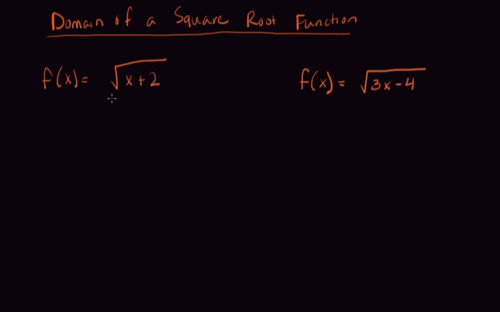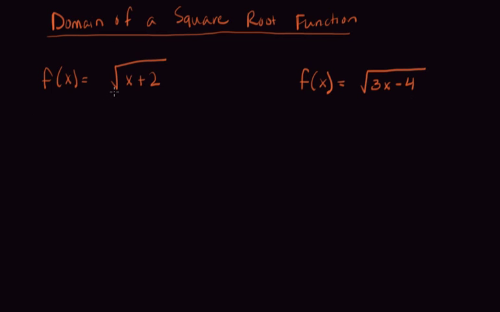So we know that in the real number system, we can't take the square root of a negative number. So we have to keep the domain of a square root function so that there's never a negative number under the square root. So sometimes we can do this by looking, and sometimes we might need to apply a little bit more math to figure out what the domain should be. So let's take this first example right here.